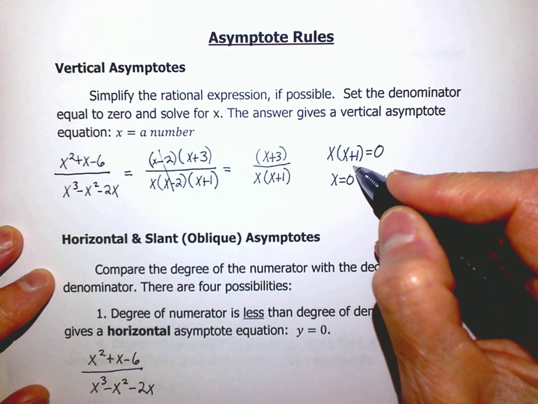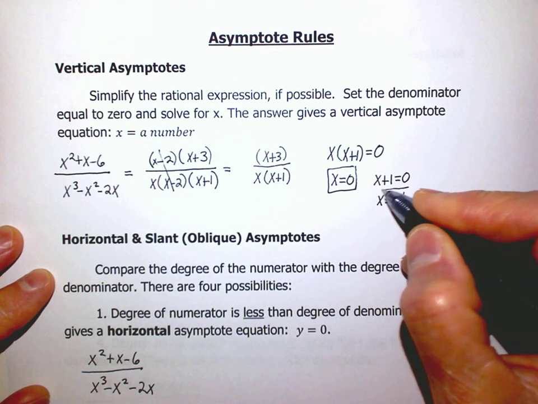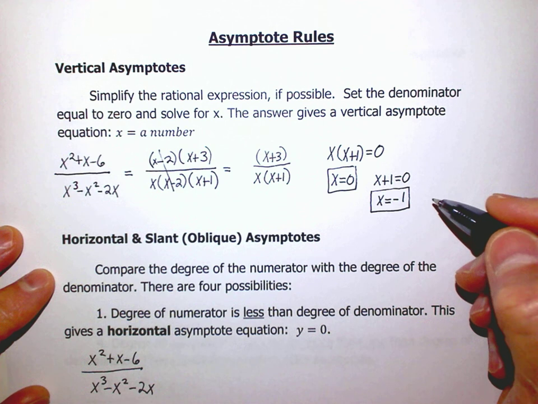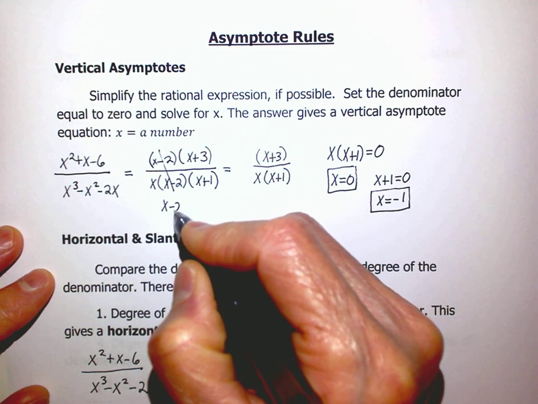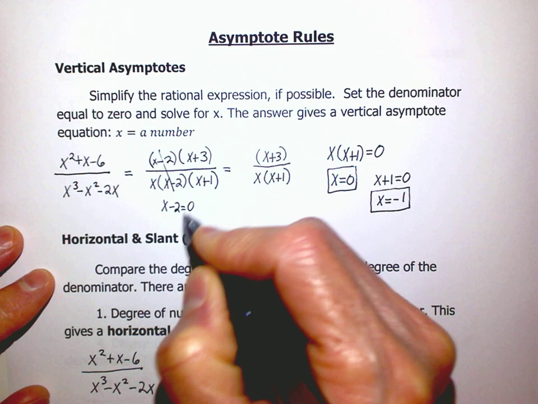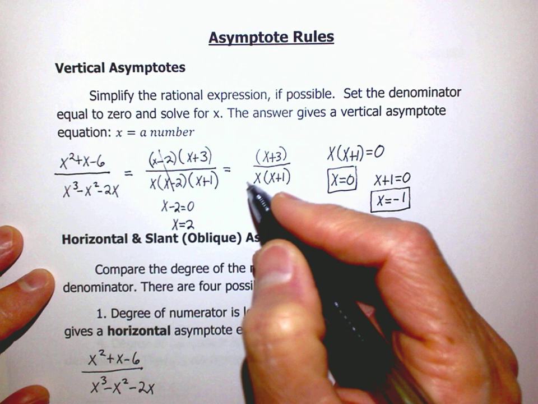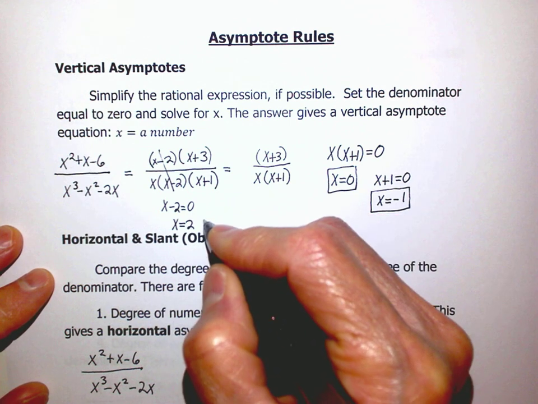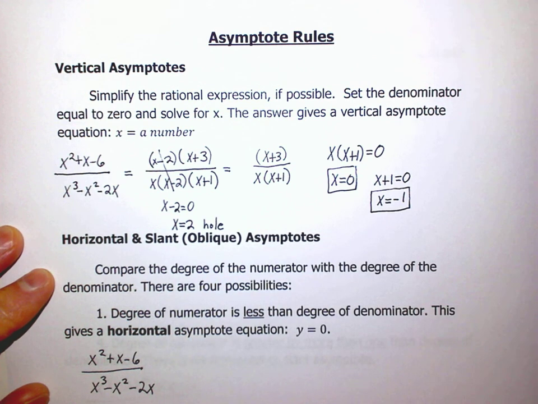So we have a vertical asymptote at x equals 0 and a vertical asymptote at x equals negative 1. Now you might think we would have a vertical asymptote where x minus 2 equals 0, or rather simplified where x equals 2, but we actually don't have a vertical asymptote there. We just will have a hole in our graph. So these are the vertical asymptotes.